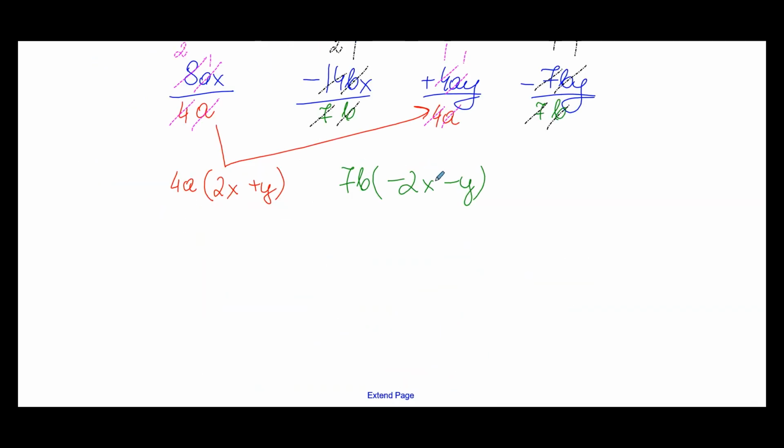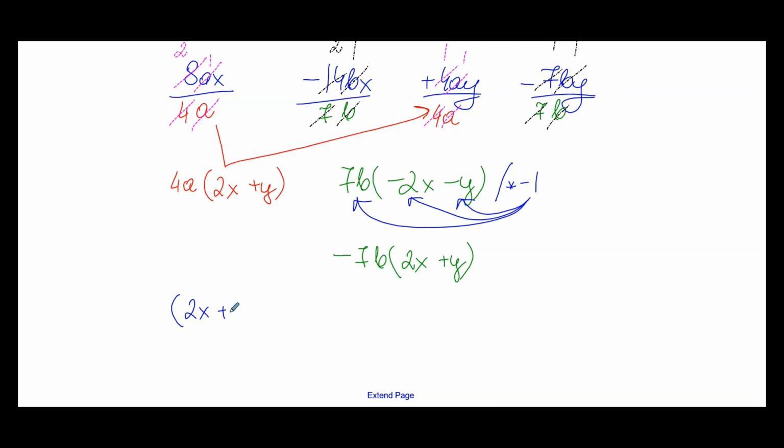Okay, what's the next stage? If both of those brackets are the same, that's my one factor. They are almost the same. The difference is this one has minus, this one has plus. They need to be exactly the same. How do I get minus to become plus? I multiply by minus 1. However, I have to do that to each element. So I'm going to have minus 7b, and inside the bracket plus 2x plus y. So now those two are my one factor, 2x plus y, and 4a minus 7b becomes the second factor.